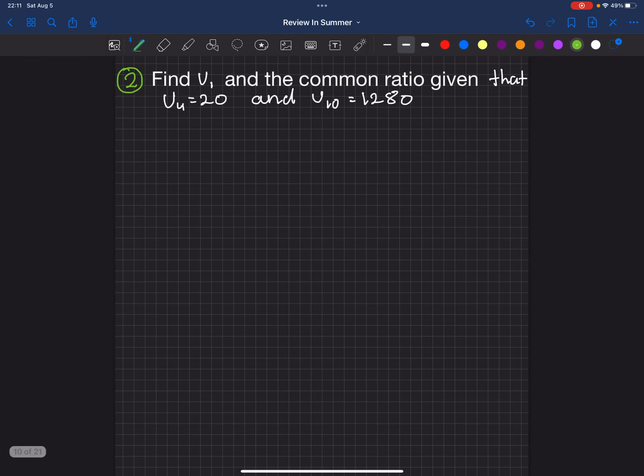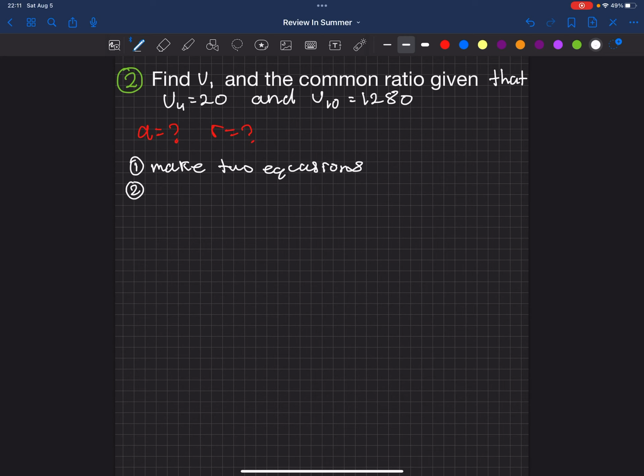Okay. Now for the second question. Find u1, so the first term, and the common ratio, given that the fourth term is 20 and the 10th term is 1,280. So we are looking for A and we're looking for R. The first step is to make 2 equations, because that's the only thing you can do. You don't have any other information.